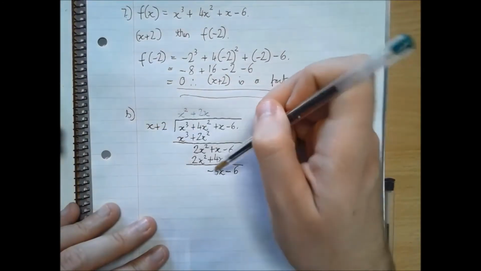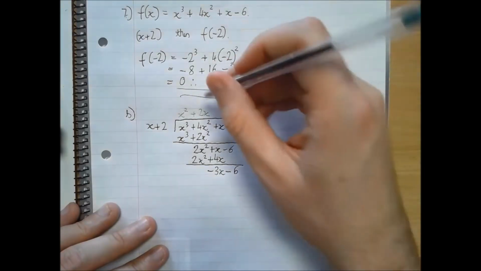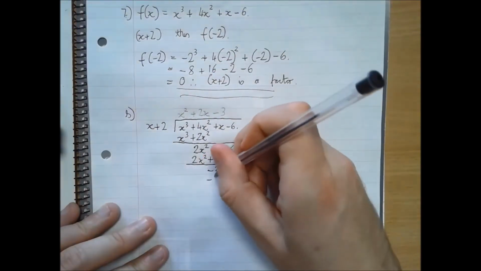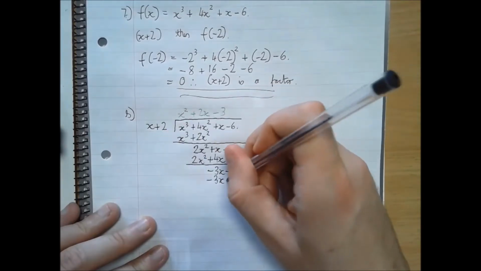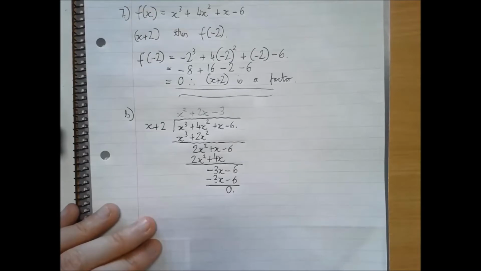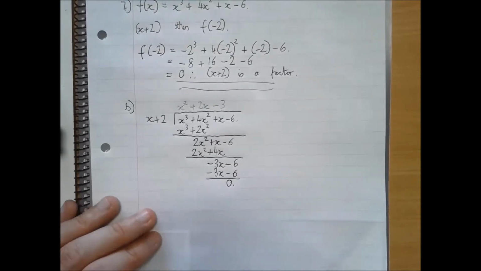So minus 3x divided by x will give us minus 3. And of course minus 3 times x and minus 3 times 2 gives minus 6. And of course that proves our theory in part A that x plus 2 is a factor.